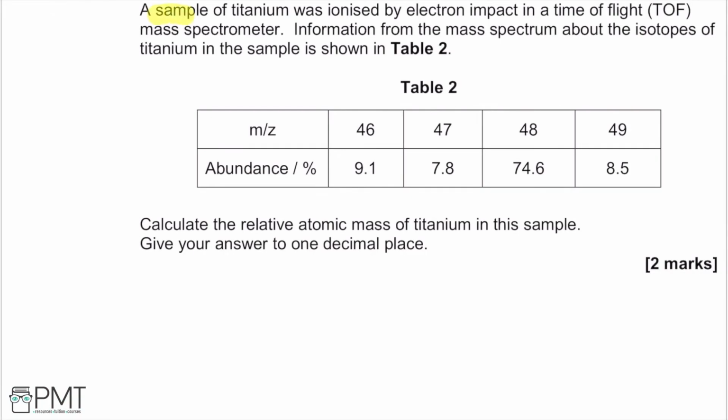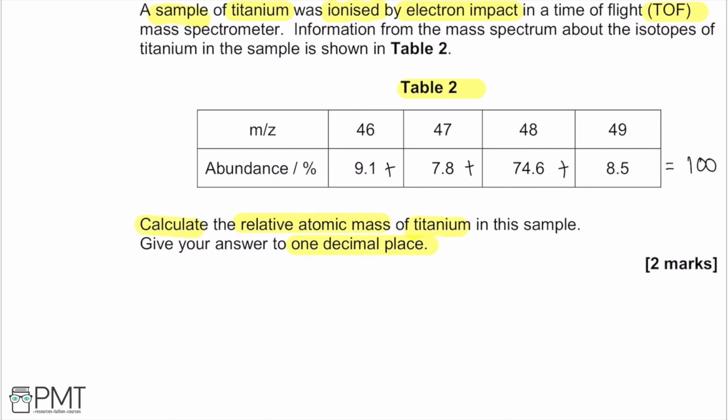In this next question, we are told about a sample of titanium that was ionized by electron impact in a time-of-flight mass spectrometer. And that information from the mass spectrum about the isotopes of titanium in the sample is shown in Table 2. We are then asked to calculate the relative atomic mass of titanium in this sample for 2 marks, giving your answer to 1 decimal place. So, firstly, in these types of questions, I would always check that our abundance adds up to 100. And if we do 9.1 plus 7.8 plus 74.6 plus 8.5, we do get 100.